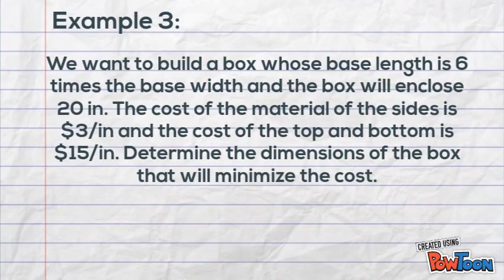We want to build a box whose base length is 6 times the base width. The box will enclose 20 cubic inches. The cost of the material of the sides is $3 per square inch and the cost of the top and the bottom is $15 per square inch. Determine the dimensions of the box that will minimize the cost.